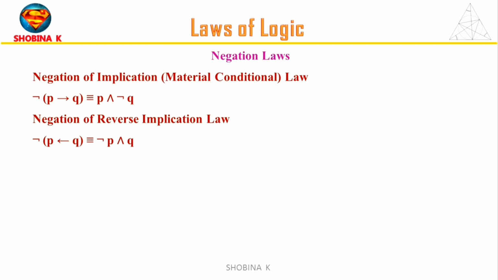And next we have negation of reverse implication law. Not (Q implies P) is defined as not P and Q. This law states that the negation of a reverse implication Q implies P is equivalent to the conjunction of negation of P and Q. In other words, not if Q then P is equivalent to not P and Q.